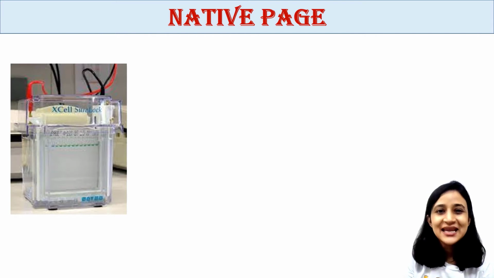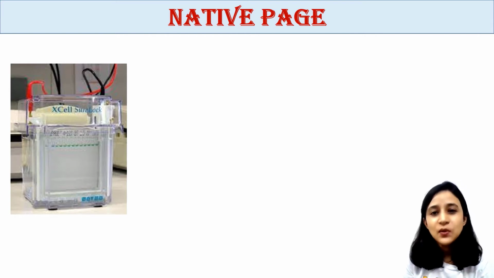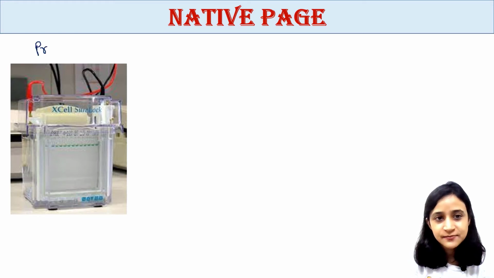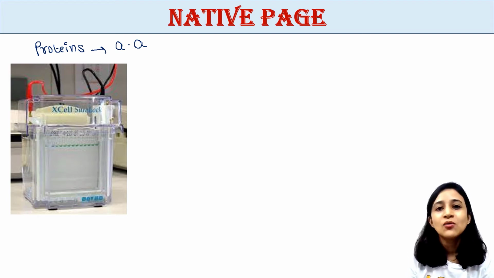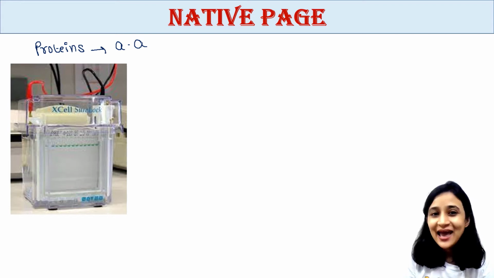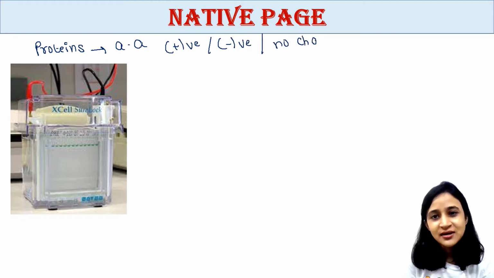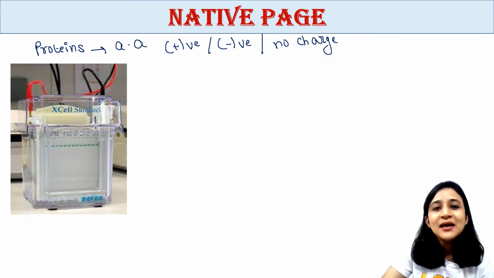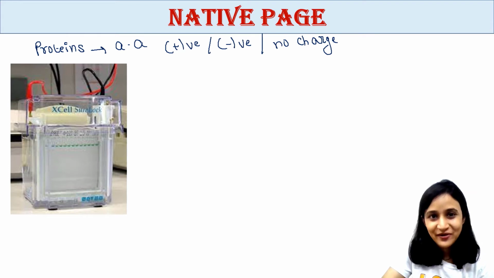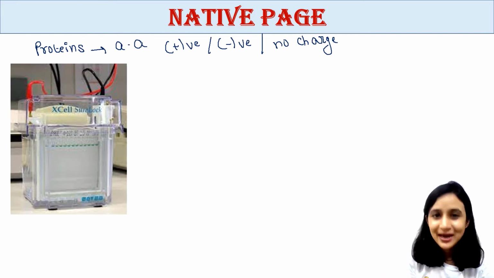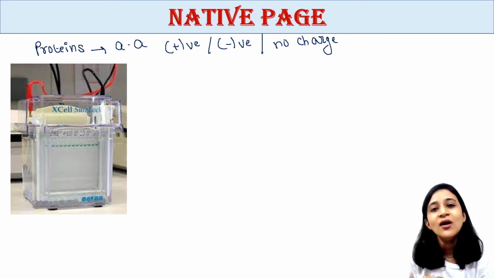Now what is the principle of this native gel electrophoresis? Proteins are composed of amino acids, right? These individual amino acids may carry positive or negative charge or no charge at all. Because of the individual charge of each amino acid, the whole protein molecule has an overall net charge.